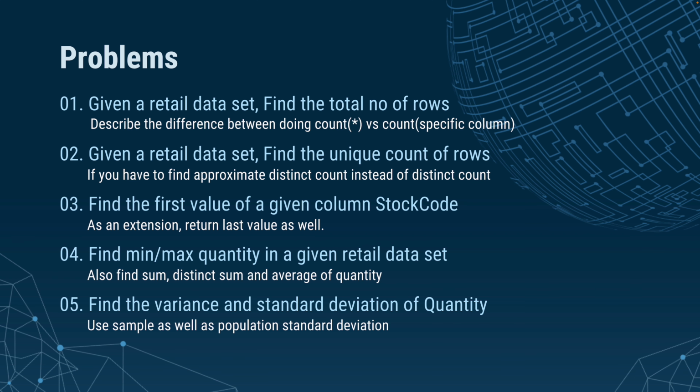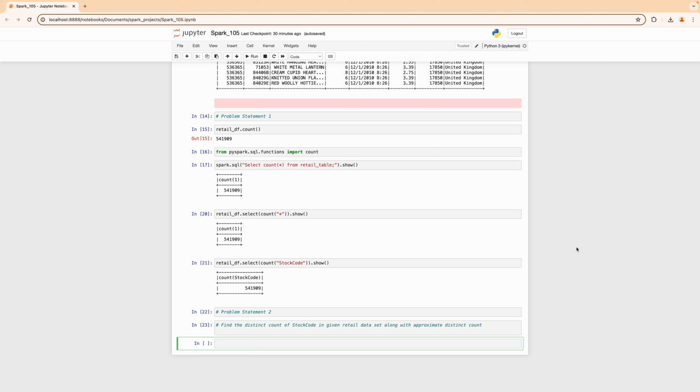Let's go through that. So now let's deep dive into problem statement 2, which I just wrote down here so that we don't have to go back and forth. It says: find the distinct count of stock code in the given retail data set. I specified the column on which we want to do this, along with approximate distinct count. If you were planning to write an SQL query, you would do count distinct of that particular column, right?